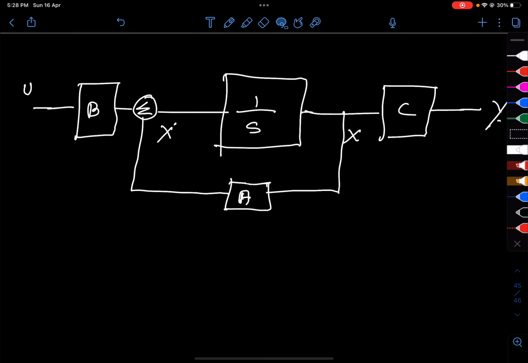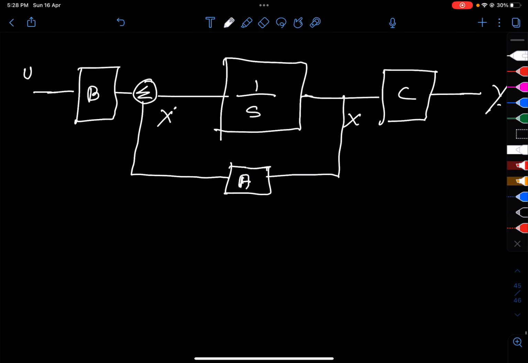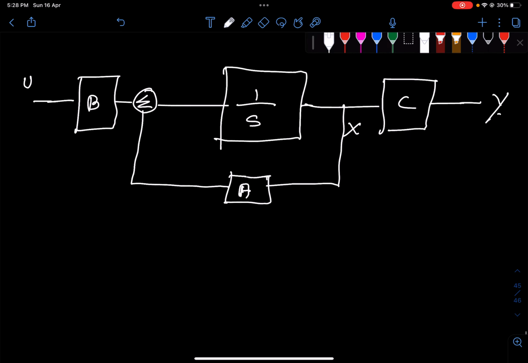Now we are introducing a controller here. How to introduce a controller? Usually we feed back to the input. Controller means taking the output and controlling the input, right? So here also we'll be feeding the output to the input, and the error will be subtracted at the beginning. That is what the controller usually does, right?